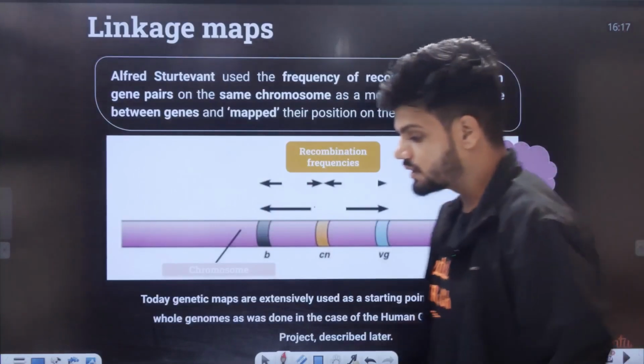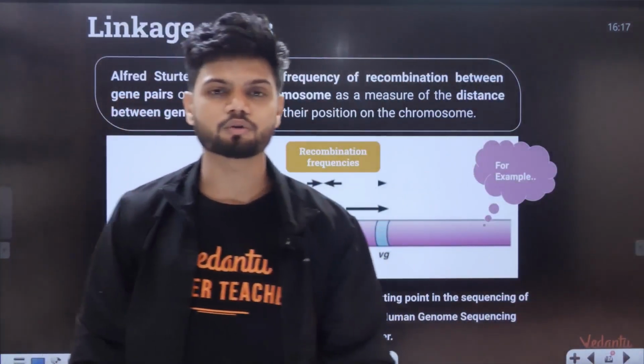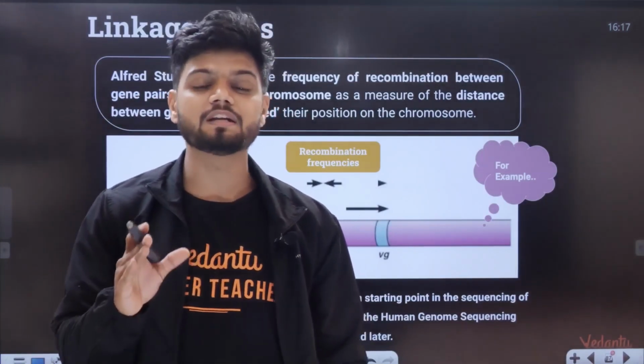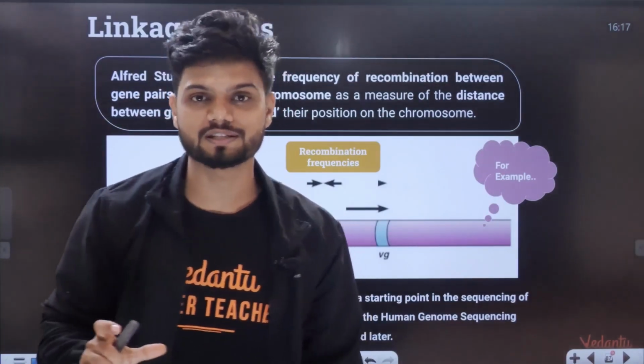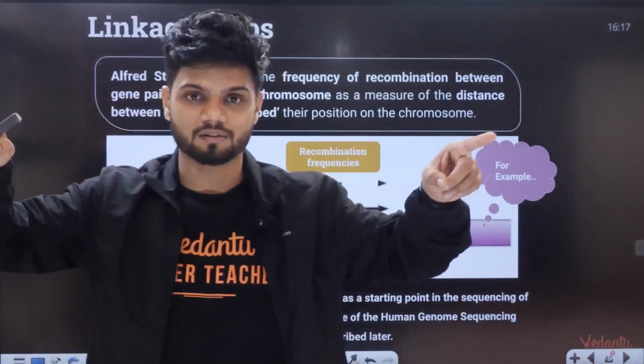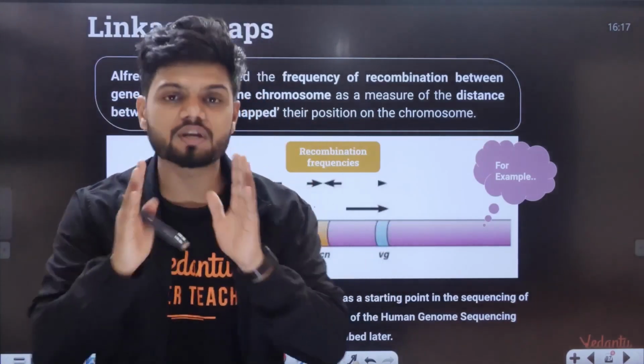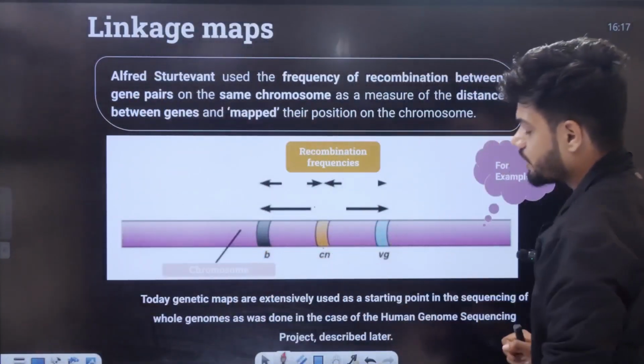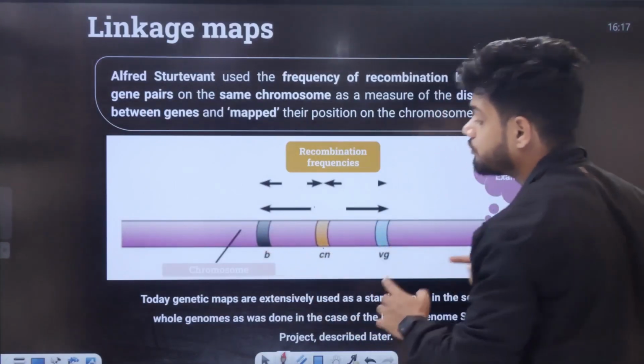Now students, TH Morgan had a student, called Alfred Stewart Went. Alfred Stewart Went discovered something called map units. That is how far and how close the two genes are present on a chromosome. How far is this gene, how far is that gene. These two genes are how far from each other.